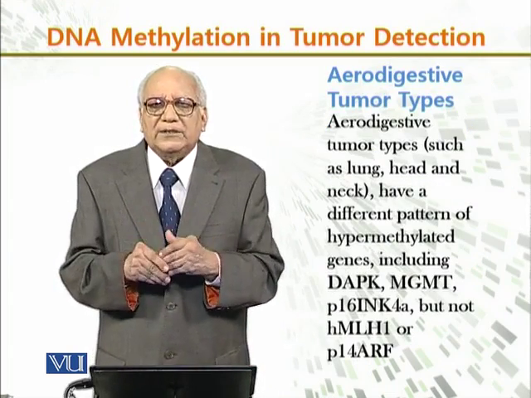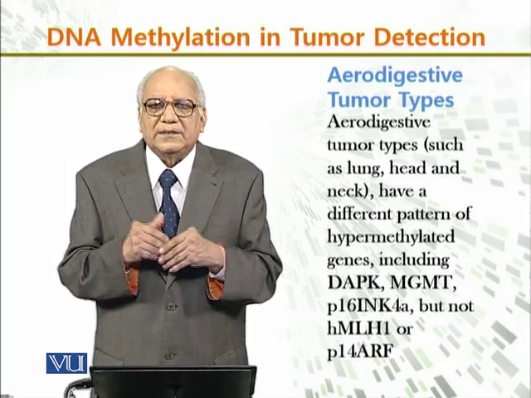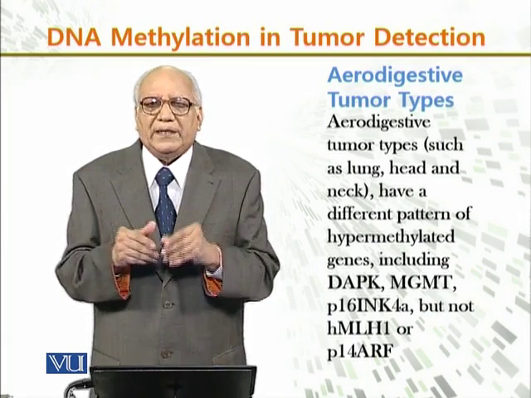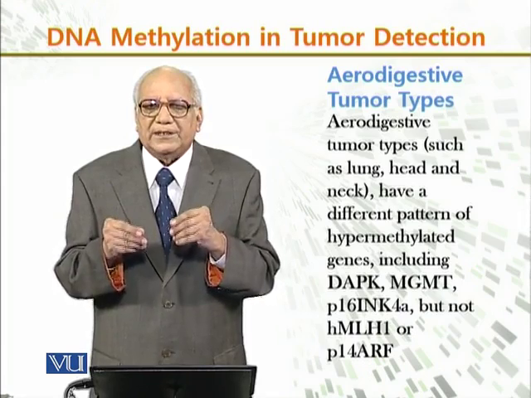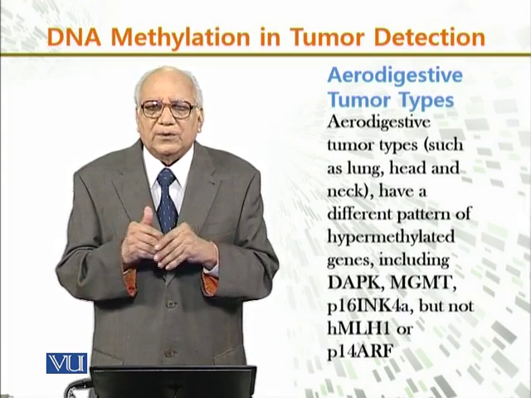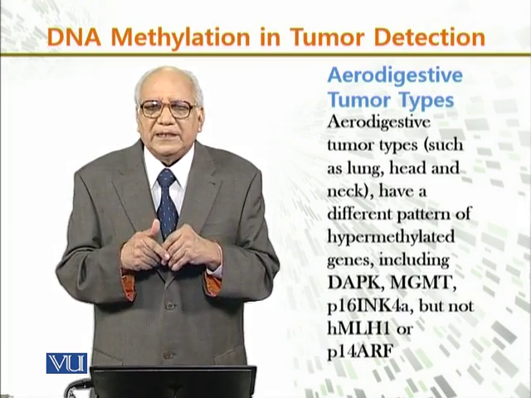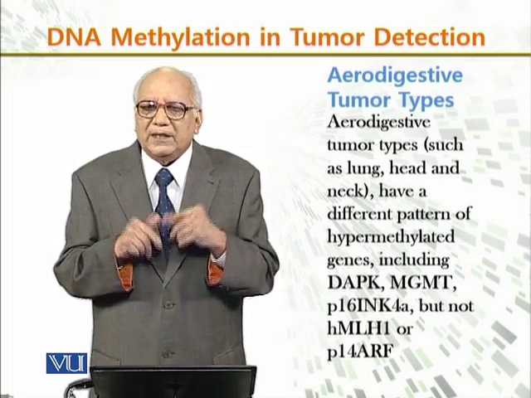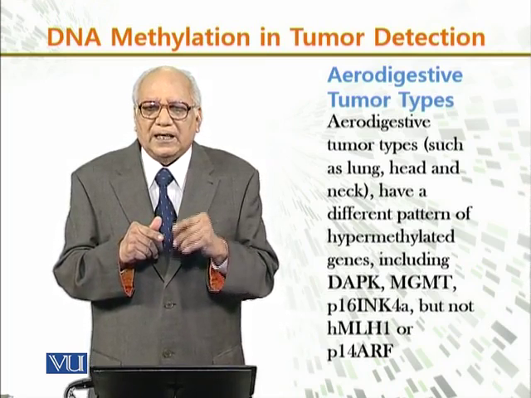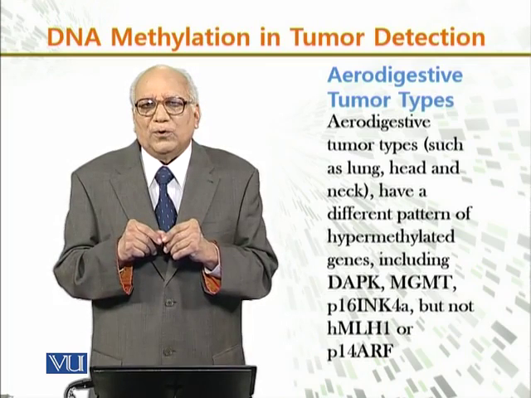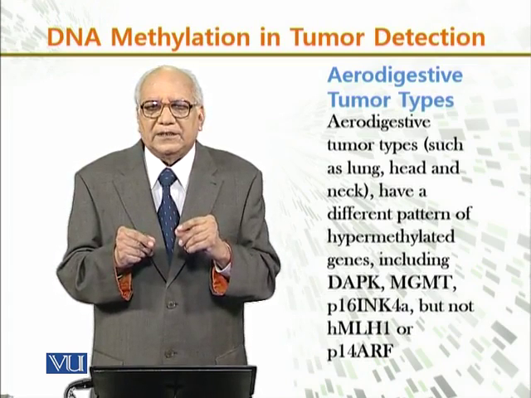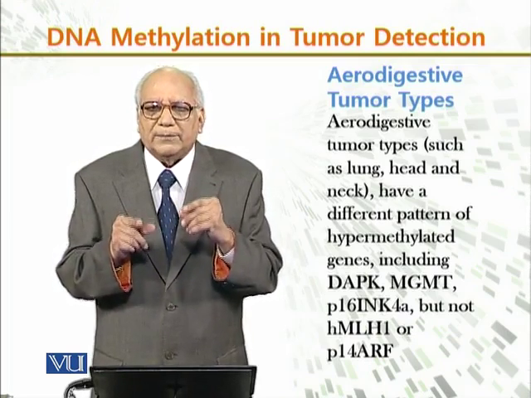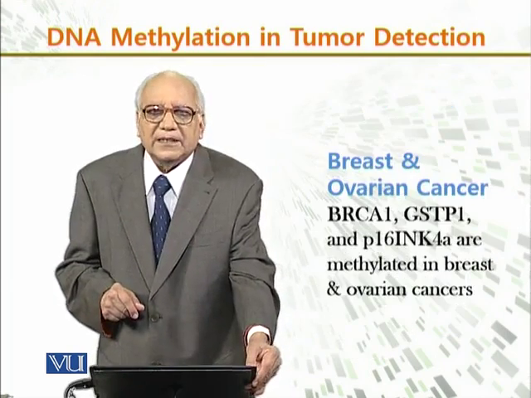Now, aerodigestive tumor types such as lung, head and neck have a different pattern of hypermethylated genes. These genes include DAPK, MGMT, P16INK4A, as discussed previously, but not HMLH1 or P14ARF. So we get a specific pattern of hypermethylated genes present in the human tumor.